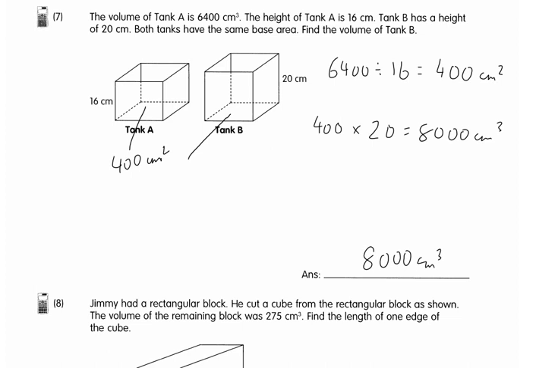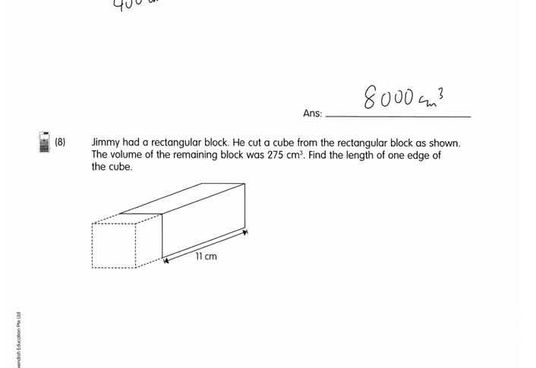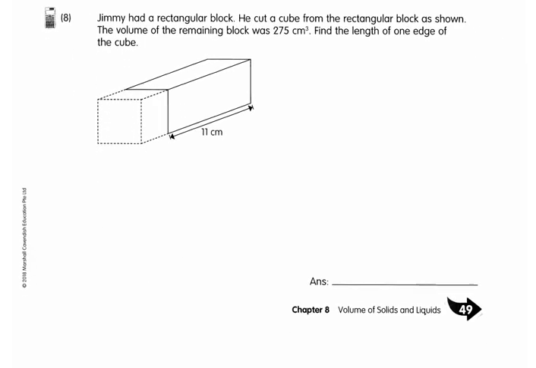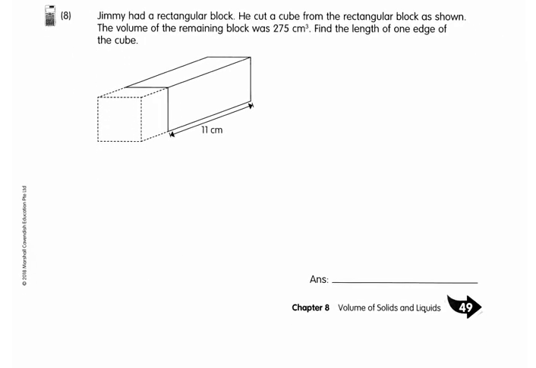Jimmy had a rectangular block. He cut a cube from the rectangular block as shown. The volume of the remaining block was 275 cm cube. Okay, volume of the remaining. This is the remaining here. This part is the remaining, and it is 275 cm cube. Find the length of 1/8 of the cube. Jack, what's the first step?